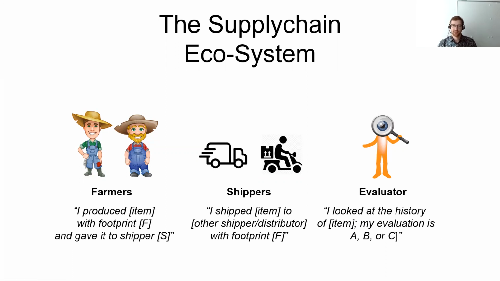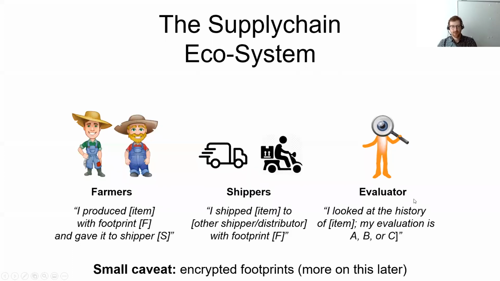So you can think of this as the consumer being able, in the supermarket, to scan the produce. I'm making this up, but you can scan the produce and then get this evaluation from the blockchain. Of course, you as a consumer shouldn't have access to the actual footprint of these items.